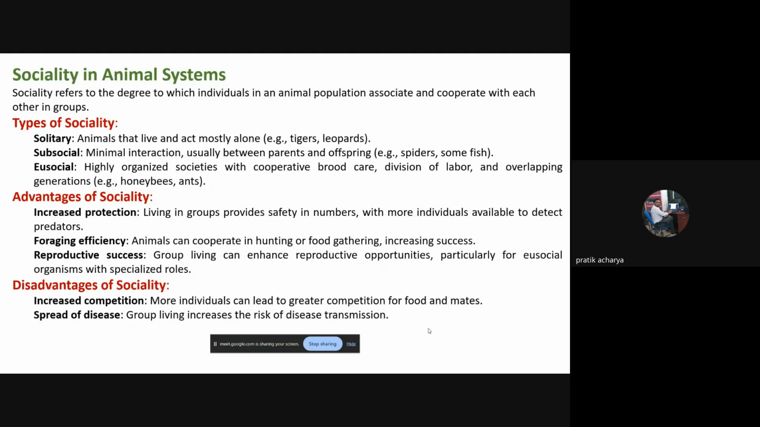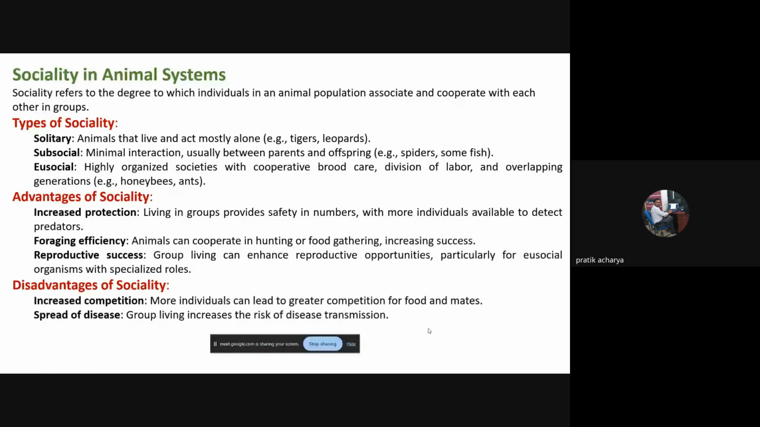Foraging efficiency, that means animals can cooperate in hunting or food gathering, increasing success. Single organismal hunting versus group hunting. Yesterday we discussed the group hunting of wolves, how they are getting success after group hunting. That is another advantage. And also reproductive success.